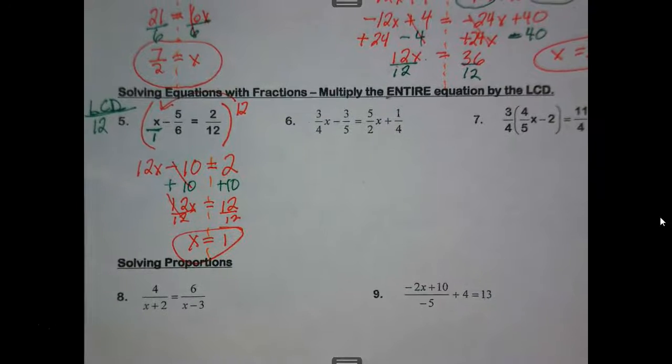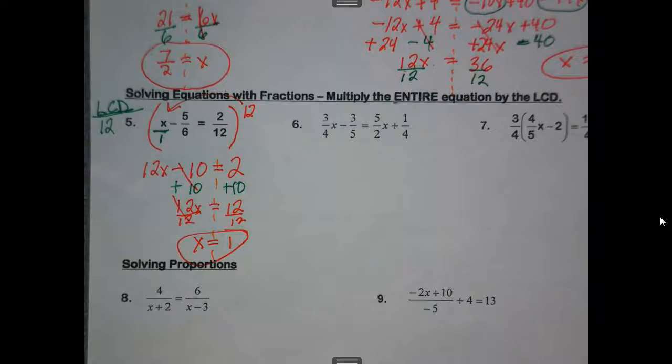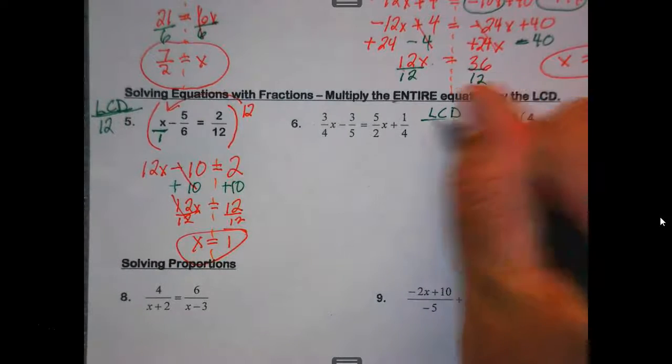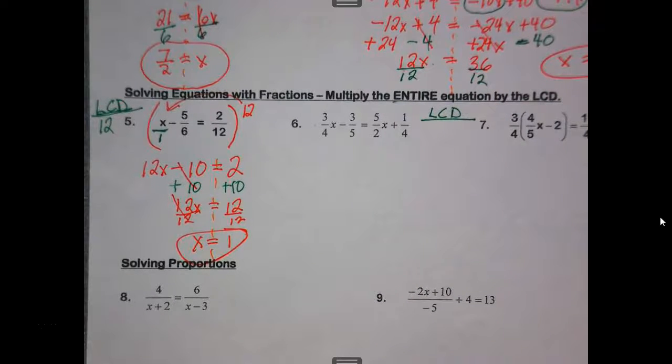All right, number 6. What's my lowest common denominator? 4, 5, 10, 16, 4, 20.